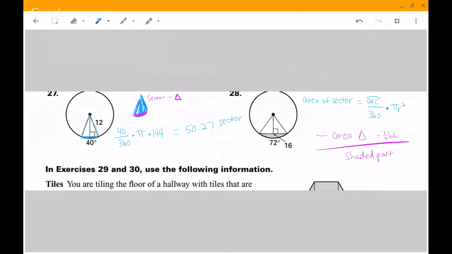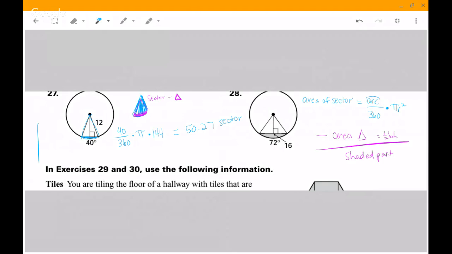All right, for the triangle it's 1/2 base times height. And this is where we're going to have to use the little triangle thing because the 12 is not the base or the height of that triangle. So pull out just a right triangle that we can work with, and 12 is the hypotenuse.